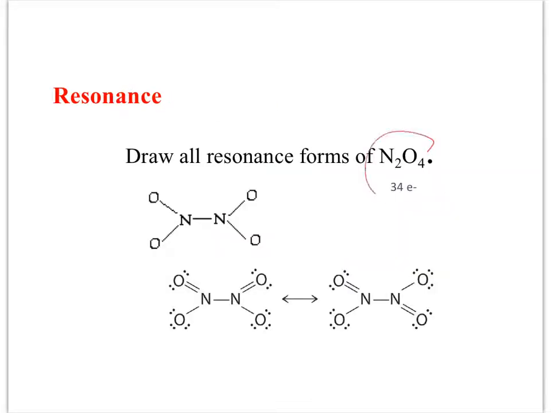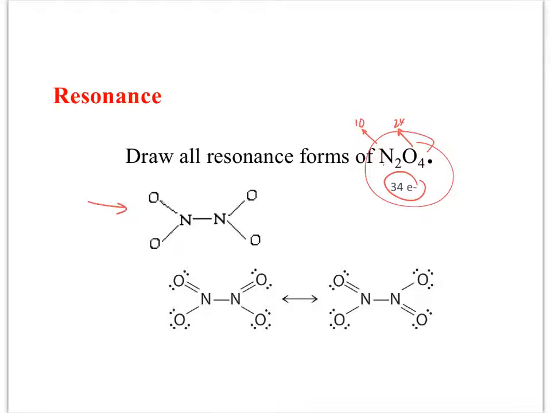So here's another example. If I had to make N2O4, the nitrogens would be bonded to each other. So I have to have 34 electrons here. Each nitrogen has 5 times 2 is 10. Each oxygen has 6 times 4 is 24. So I need to have 34 electrons in my picture. Here's the skeletal structure, just starting out with the basics, right? I put my nitrogens, I bond them together. I put my oxygens around the perimeter.